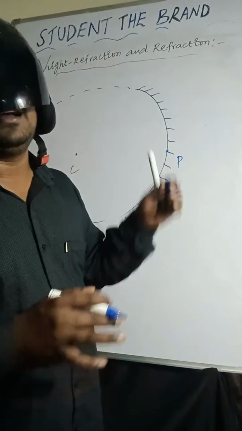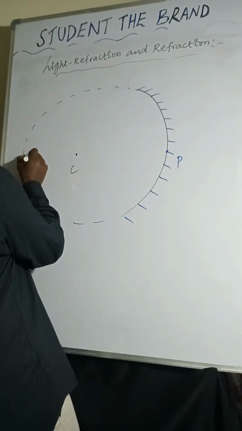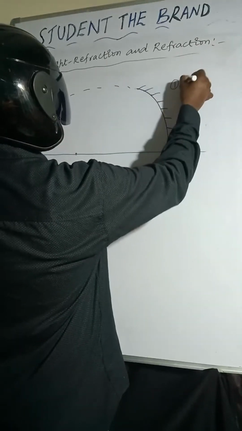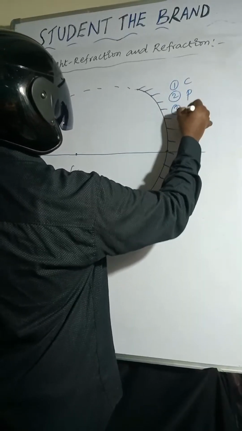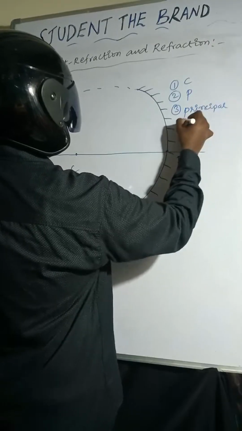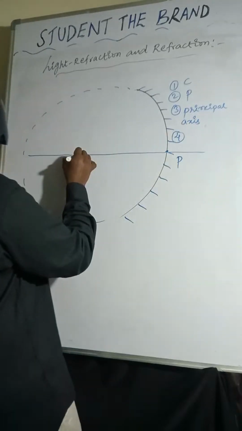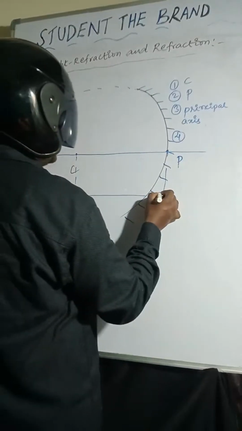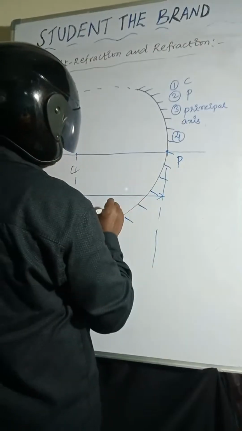The line joining the center of curvature and pole is called the principal axis. So the first one is the center of curvature, the second one is the pole, the third one is the principal axis, and the fourth one is the distance between the center of curvature and pole, which is called the radius of curvature.